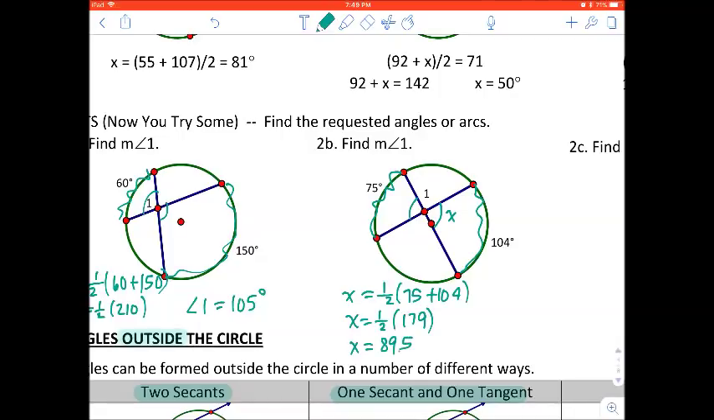89.5, I believe. And so 89.5 is supplementary to angle 1. And so we want to do 180 minus 89.5 to get angle 1. And so that means that angle 1 is going to be 90.5 degrees.